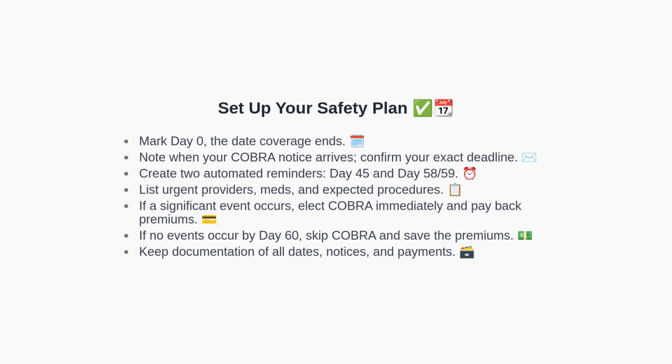If a significant medical event occurs during the window, elect COBRA immediately and pay the back premiums to activate coverage retroactively. If no events occur, allow the window to pass and forego COBRA to save money. Finally, keep thorough documentation of all dates, notices, and any payments.